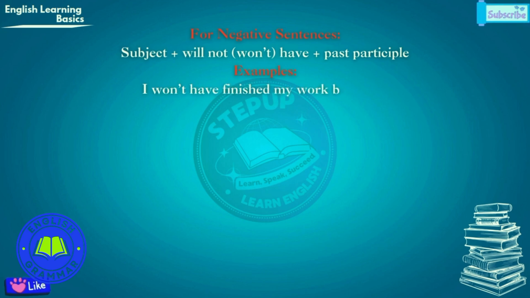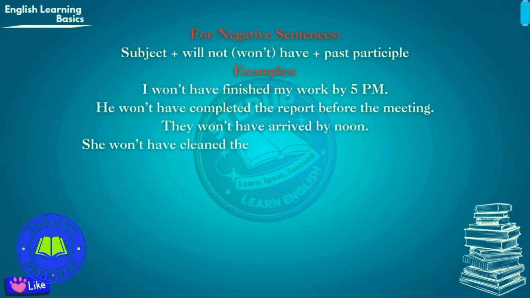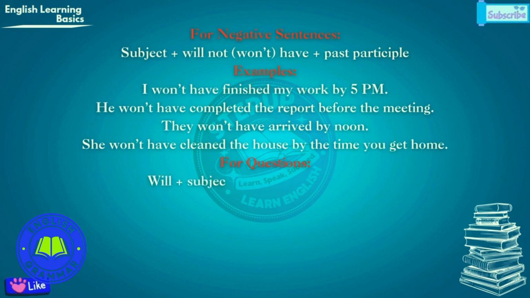Examples: I won't have finished my work by 5 p.m. He won't have completed the report before the meeting. They won't have arrived by noon. She won't have cleaned the house by the time you get home. For questions: will plus subject plus have plus past participle.